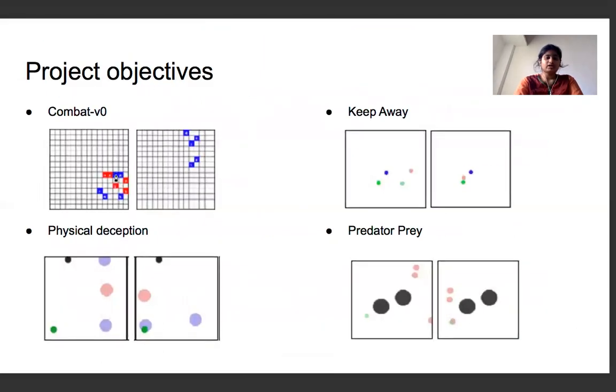Here our project objectives go like this. Blue agents should capture all red in combat. In keep away, green should reach green. In physical deception, these two good agents should reach the target, and this adversary will try to stop good agents reaching the target. In predator prey, all these three red agents called predators should reach this green dot, which is called prey.